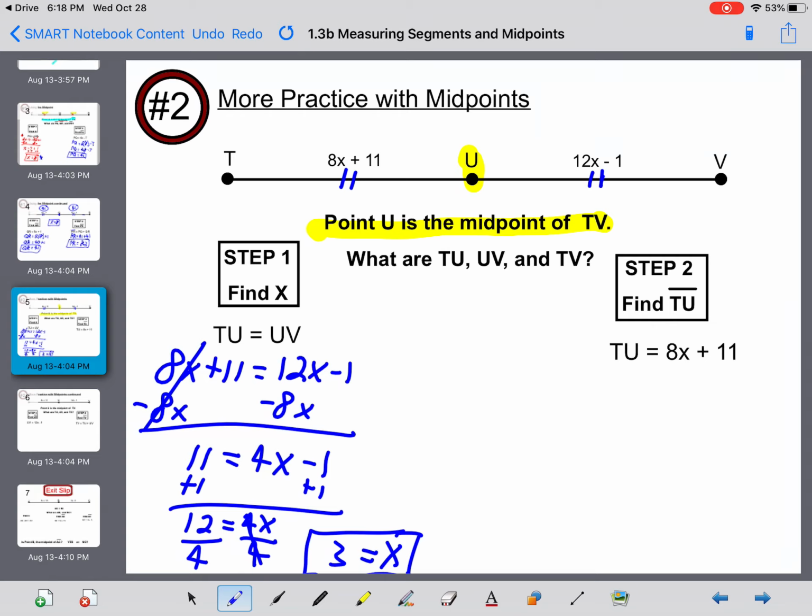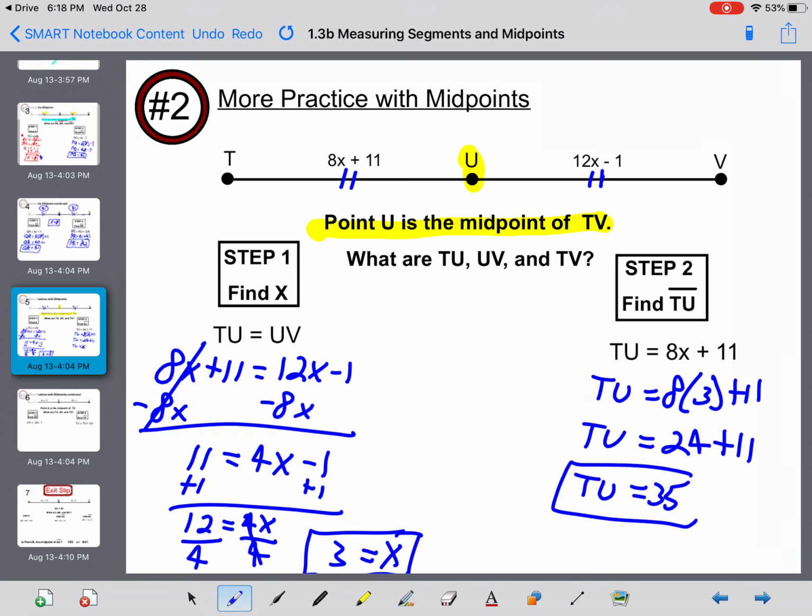Now that we know x equals 3, we can solve for the segments. TU is equal to 8 times 3 plus 11. TU is equal to 24 plus 11, which is 35. So we know TU is 35 and x equals 3.